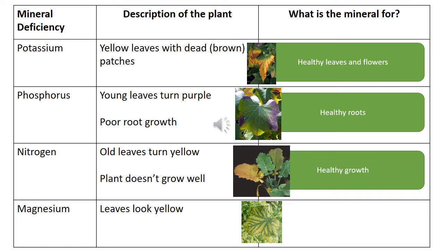And lastly, magnesium. The leaves look really yellow. Now, hopefully you can think and remember what that green pigment in a plant is called. It's really important. It's for photosynthesis. It is chlorophyll. If you got that, well done. So magnesium is really important because it helps the plant to make chlorophyll. And without that green colour, those leaves look really yellow. So use that information to fill out your table, and then that is complete.